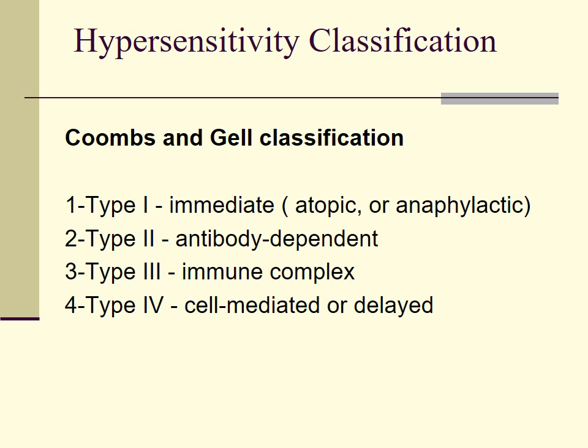This slide shows the pathophysiological classification of hypersensitivity by Coombs, and they divide it into four types: type 1, type 2, type 3 and type 4. Do remember, type 1, 2, 3 are antibody mediated, while type 4 is cell mediated.